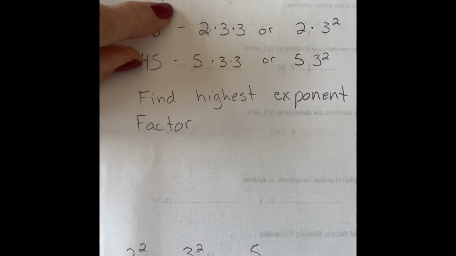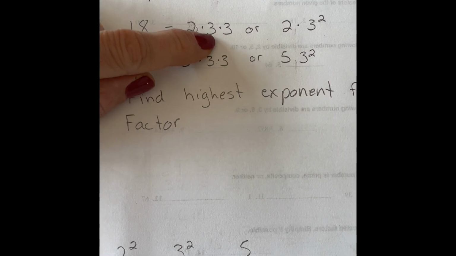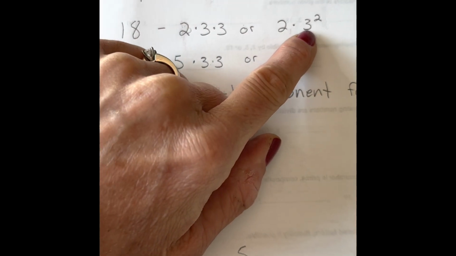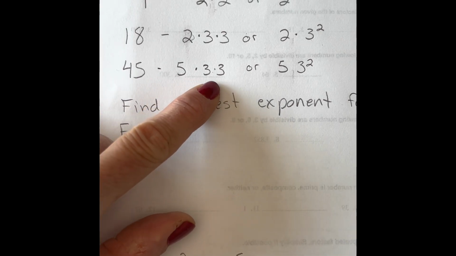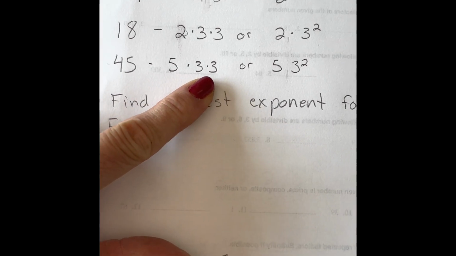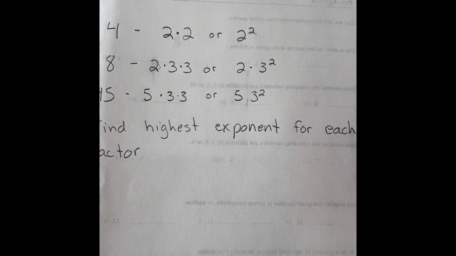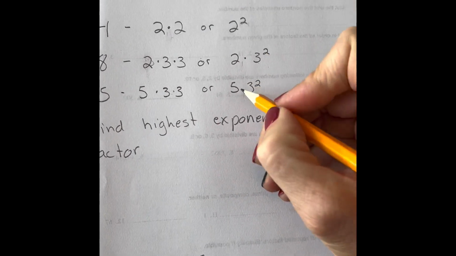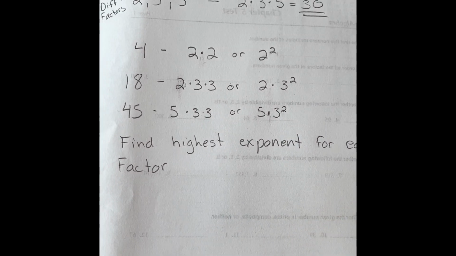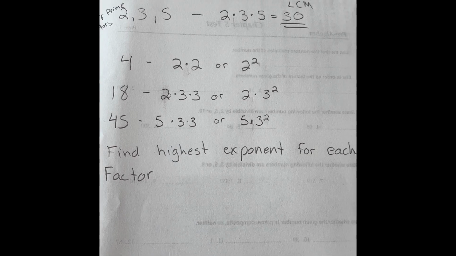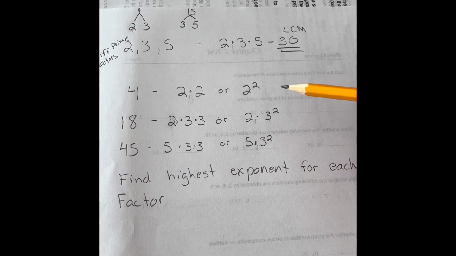So the prime factors of 4 is 2 times 2. Prime factors of 18 is 2 times 3 times 3, or 2 times 3 to the second. 45 is 5 times 3 times 3, 5 times 9, or 5 times 3 to the second power. And then from there, you have to find the different factors, and you're going to use the highest exponent from each prime factor. So here's the example.